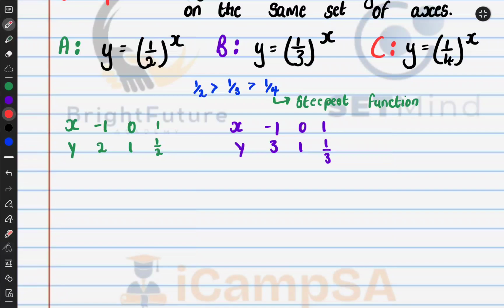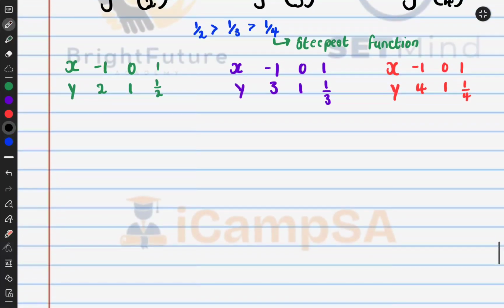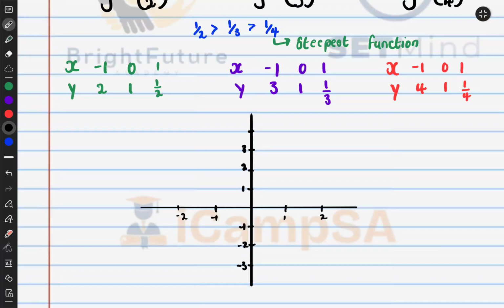Lastly, function number c: x values -1, 0, 1, and the corresponding y values will be 4, 1, and 1 over 4. Now let's sketch the functions.